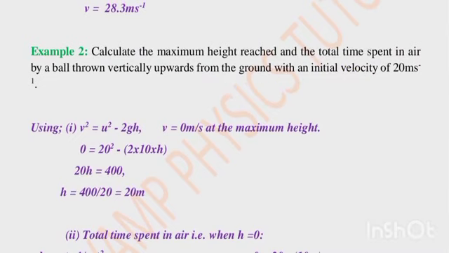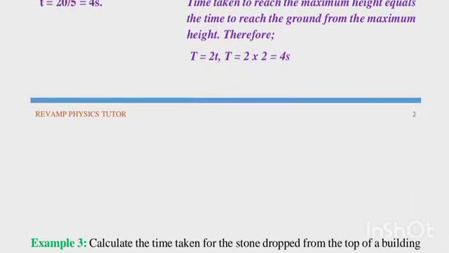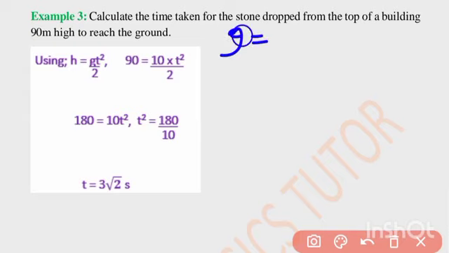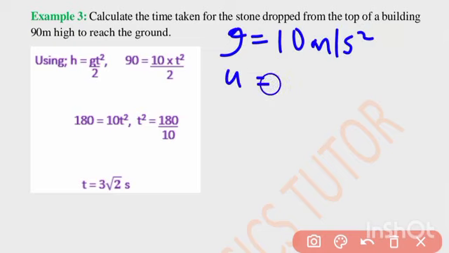Okay, let's consider the last example in this video. Example 3. In our example 3, we are to calculate the time taken for a stone dropped from the top of a building 90 meters high to reach the ground. That is, the height of the building is 90 meters. Don't forget our g will be equal to 10 meters per second squared. And for an object dropped from a given height, our u will be equal to 0 meters per second.